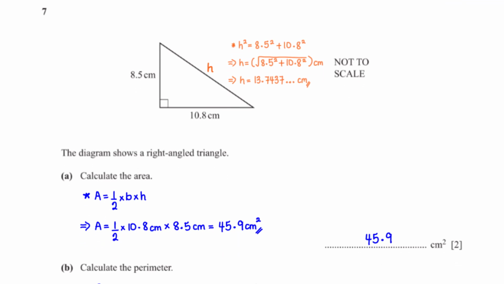The diagram shows a right-angled triangle. Calculate the area. Here is the formula for the area of a triangle. The base b of the given triangle is 10.8 centimeters and the perpendicular height h is 8.5 centimeters. This gives us 45.9 centimeters squared.